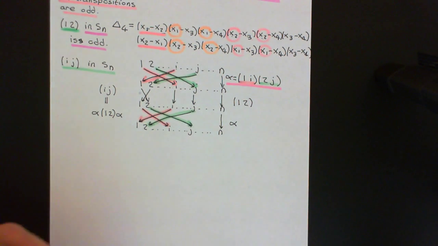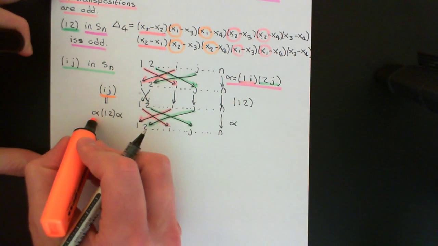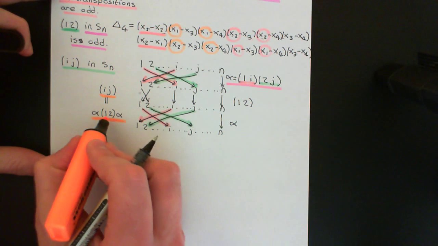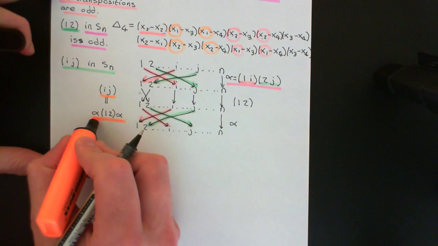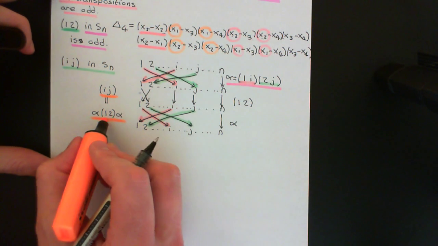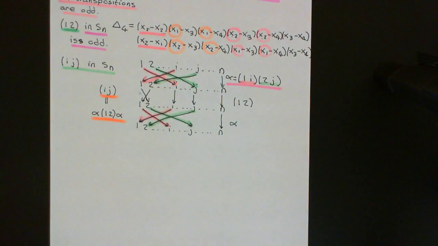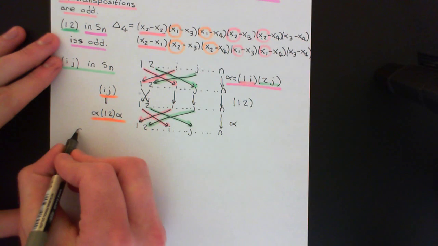Okay, so any transposition can be decomposed like so into this thing alpha, which of course will depend on what i and j is, and then the transposition of 1 and 2. Now why does this help me in concluding that the sign of the transposition of i and j is equal to -1? Well, let's just do it.